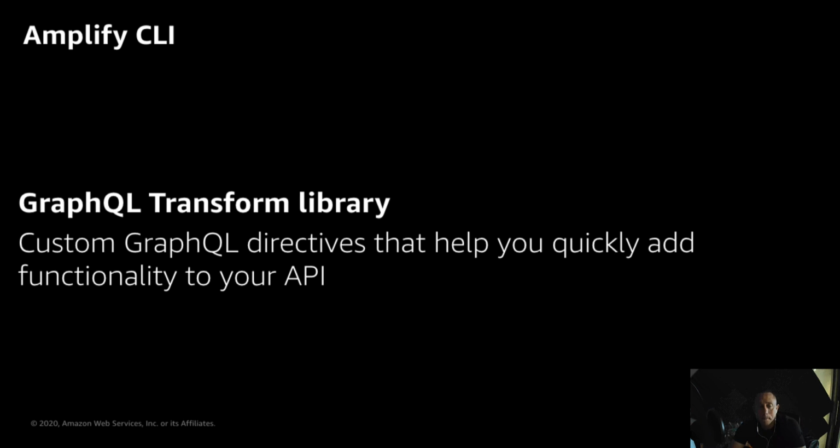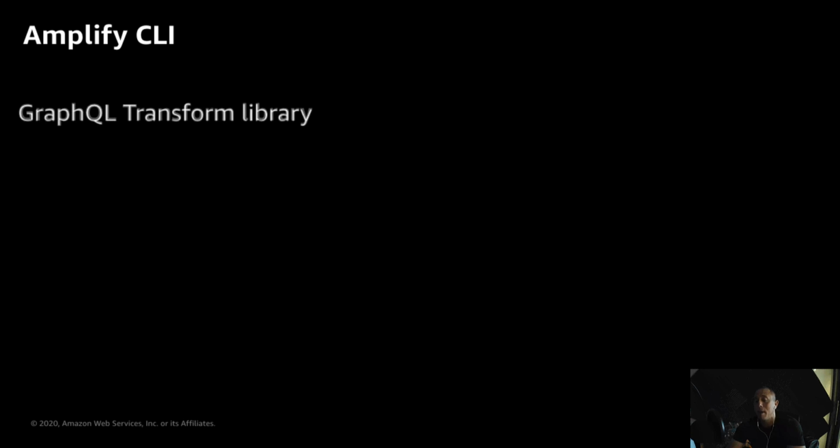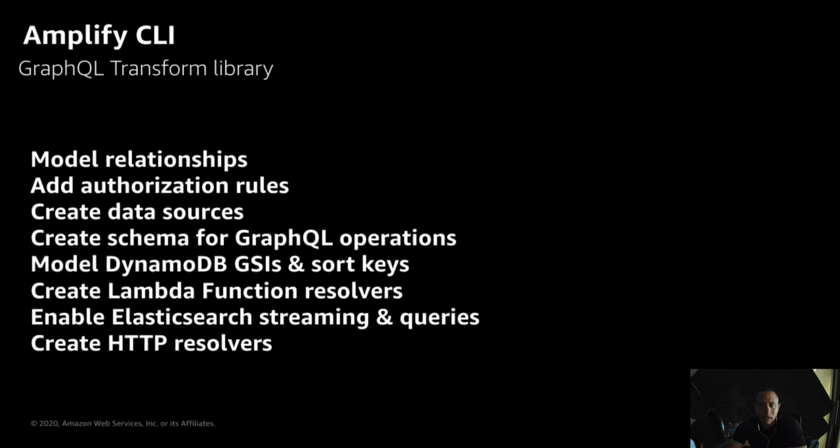So the GraphQL transform library, we're going to be diving deep into this. It's essentially a bunch of different directives that you can add directly to your GraphQL schema that add additional features using the command line and running essentially a build at the deployment time or at the mocking time. So a few of the things that you can do, you can model relationships between different types. So we're talking about one-to-many, many-to-one, and many-to-many relationships.